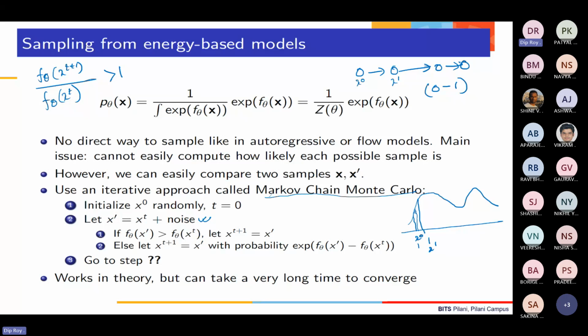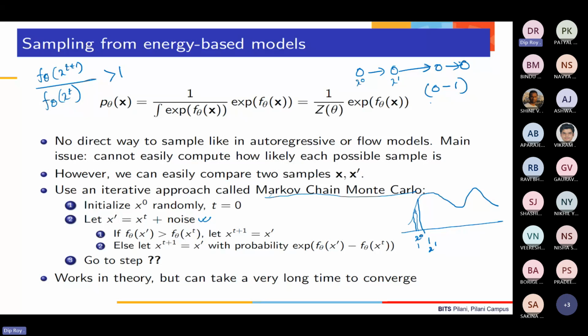But if your next state is worse than the current state, then this will be less than 1. In less than 1, we should ideally not move forward. Okay, we should keep the current state. But instead, what we do is we introduce some stochasticity, or randomness.